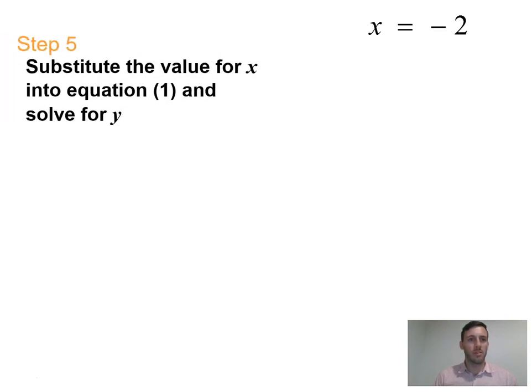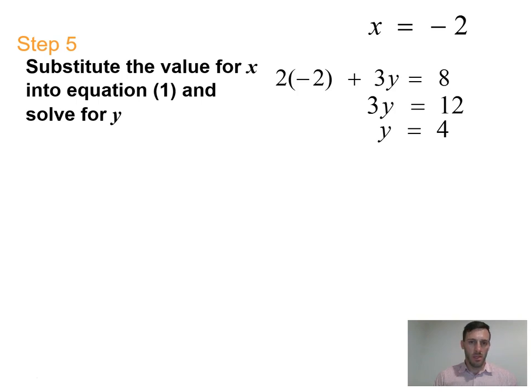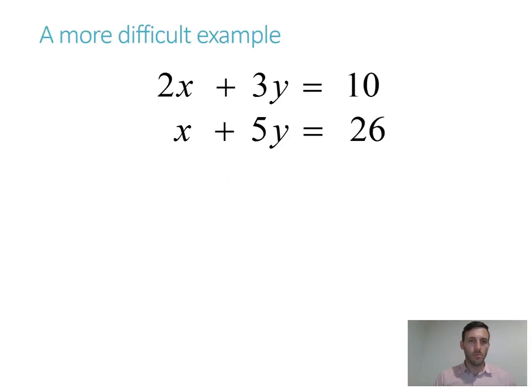Now we substitute this back into our original equations and we solve for y. So we get 3y equals 12, divided by 3 on both sides. We get y equals 4. So the solution to these equations is x equals -2, y equals 4. Here's a more difficult example.